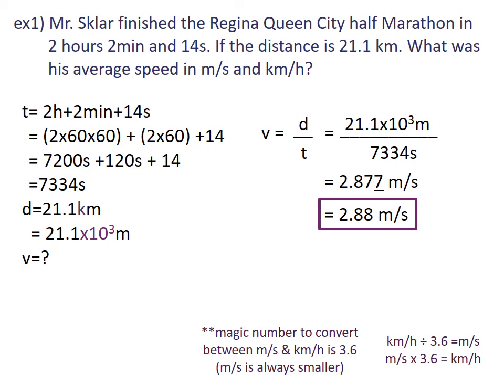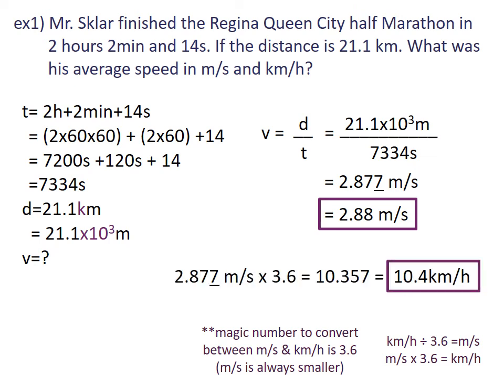So since I have meters per second, and I want to convert to kilometers per hour, I will multiply my answer by 3.6. I will multiply my pre-rounded number by 3.6, which luckily is still on the face of my calculator. So I will just multiply the answer on my calculator by 3.6. And that gives me, to three significant figures, 10.4 kilometers an hour.